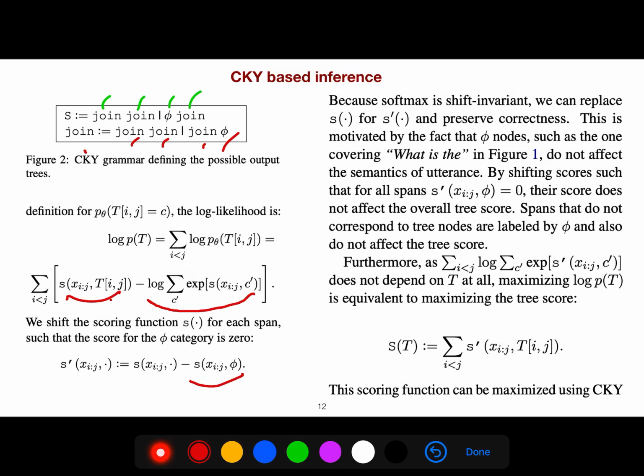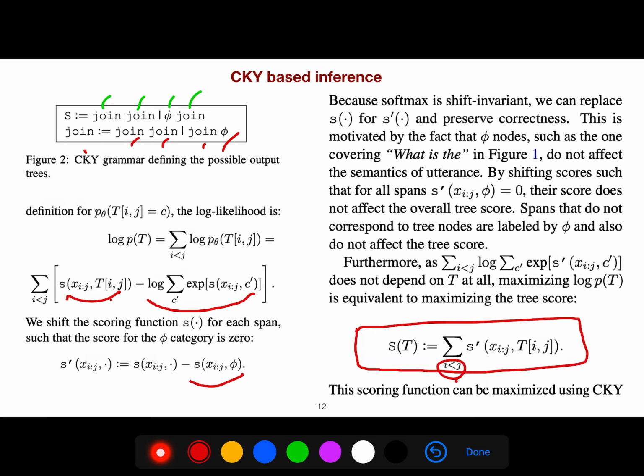So because softmax is shift invariant, we can replace S and S. That's the technicality, so we skip it. What is important here is the tree score, like any other article that I've explained recently. We just add the scores of constituents.